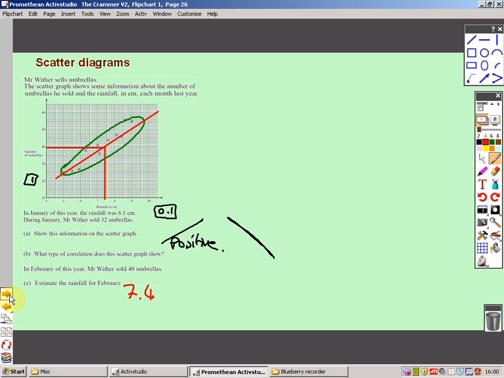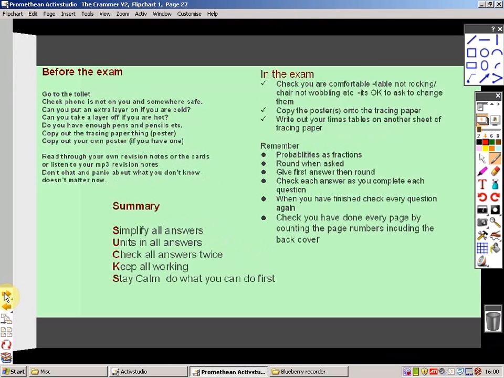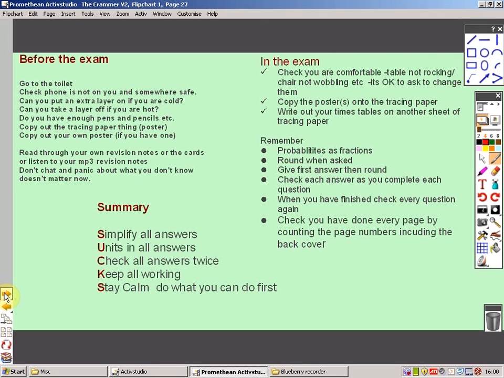I should have put centimetres, shouldn't I, actually, to get the full mark. Okay, that's been quite a long video, but I do hope it's helpful.